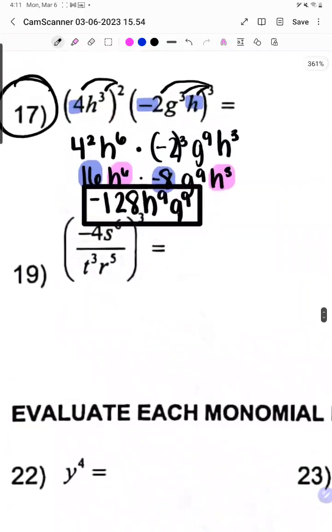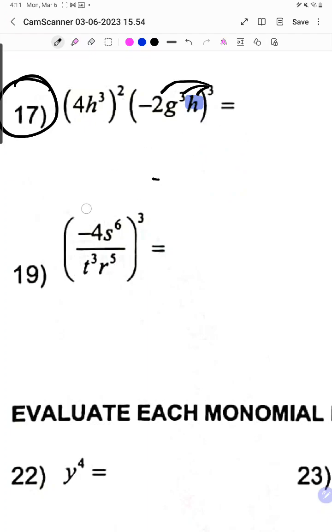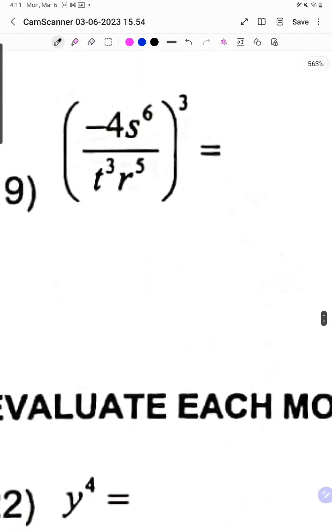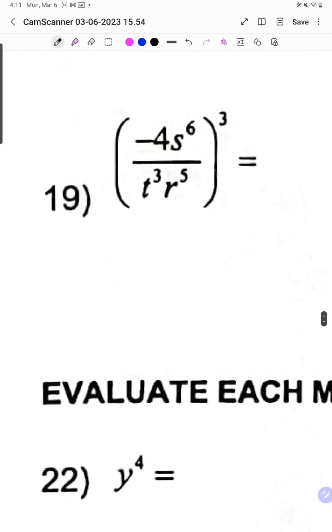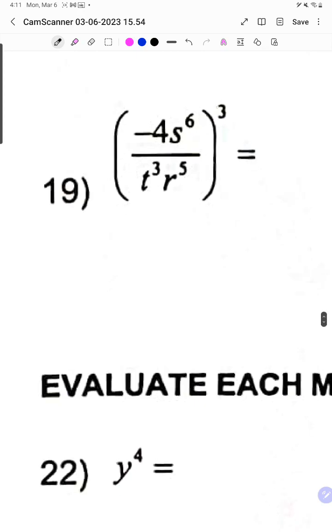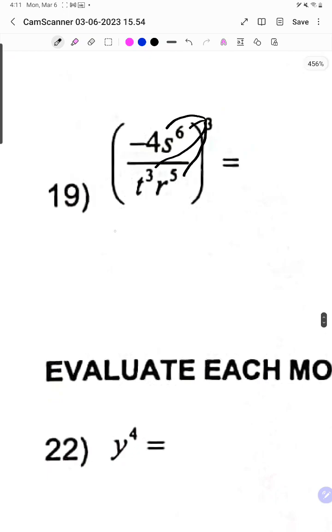All right, we're now going to do this question right here, and I'm going to erase number 17 so that we can see it a little bit better. So this 3 is going to distribute to every single value that is inside of this division. So it'll go here, it'll go here, it'll go there, and it'll go there. So we will have negative 4 to the third, s to the 18th, because we're multiplying 6 times 3, t to the 9th, because we're multiplying 3 times 3, and r to the 15th.